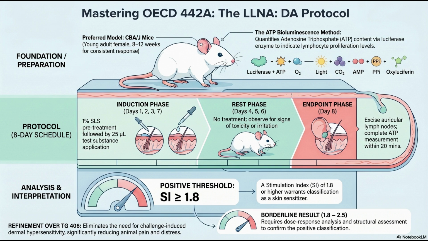Exactly. You apply the 1% SLS, you allow exactly 1 hour for it to alter the barrier, and then you apply 25 microliters of your test substance. And the schedule for this application is super distinct. You dose on days 1, 2, and 3. Then there is a total cessation of treatment. You skip a few days, and then dose again on day 7. Finally, day 8 is the harvest day.